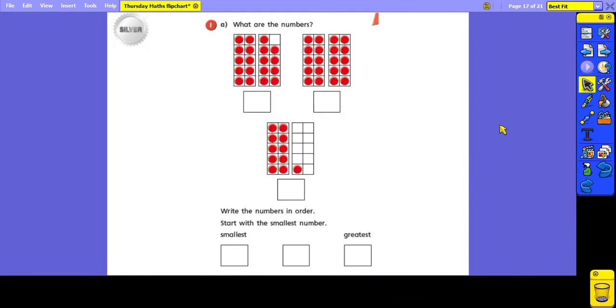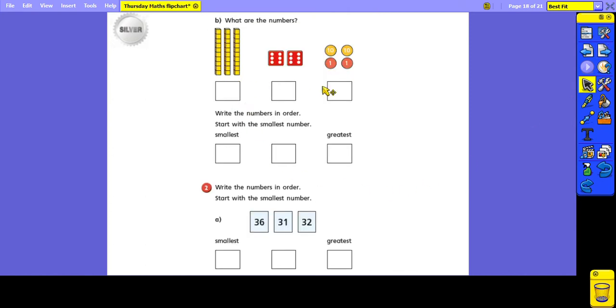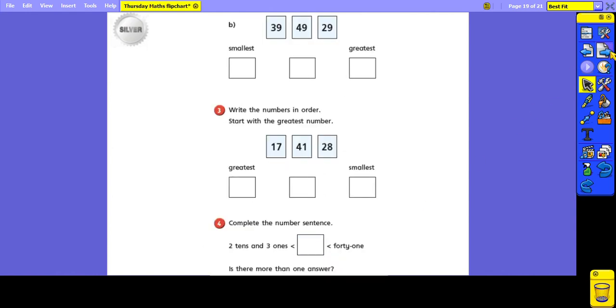Okay, so here are your silver questions for today. For question 1, you need to work out what number is represented by the 10 frames, and then you are writing the numbers in order, starting with the smallest number. And then you're doing the same for B, but you've got some different objects to work with, and then you're ordering them from smallest to greatest. And for question 2, you are ordering these numbers on the cards in the correct order from smallest to greatest. And then you are doing the same for B.